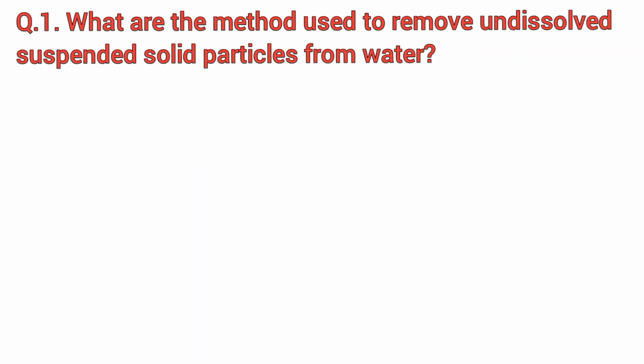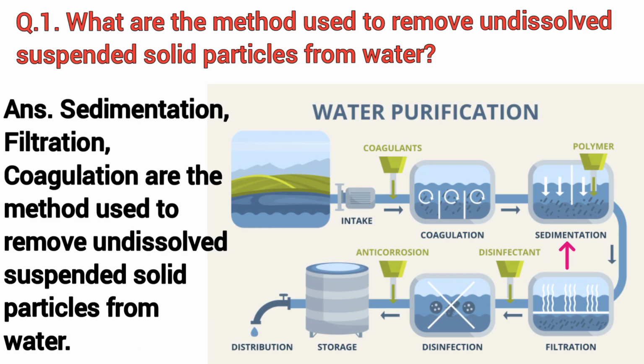What are the methods used to remove undissolved suspended solid particles from water? Sedimentation, filtration, and coagulation are the methods used to remove undissolved suspended solid particles from water.